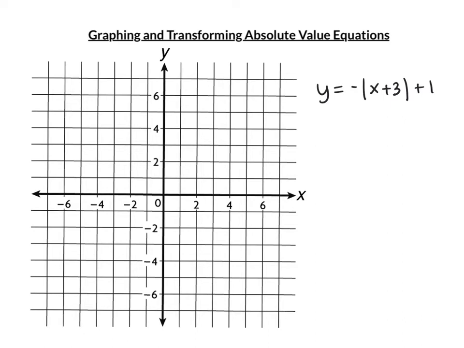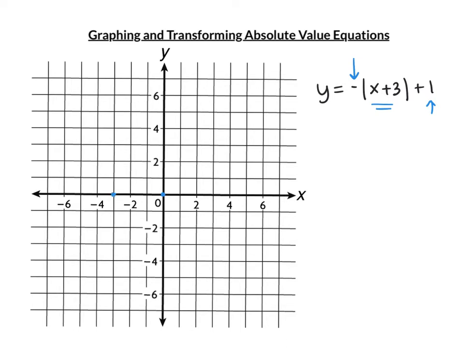Last example, let's throw in a reflection. Every y value will be the opposite of what it would have been, except after that we're going to do a vertical shift, a vertical translation, up 1. So first of all, start inside. We have a shift, plus 3. It's replacing x, so it's the inverse, so it actually moves it 3 to the left. So 0, 0 is where we're starting. We're going 3 to the left.